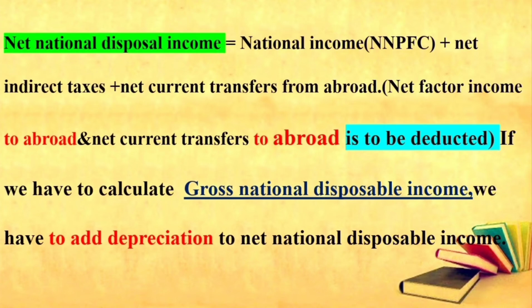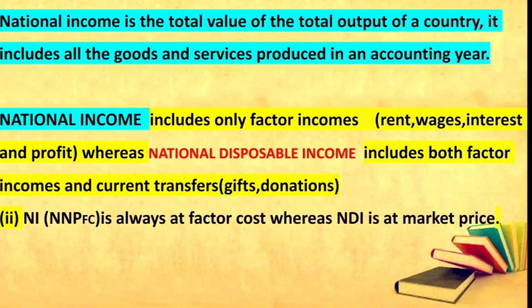In order to make it gross, gross national disposable income, we have to add depreciation, because we know that net plus depreciation is equal to gross. Gross minus depreciation is equal to net. National disposable income can also be calculated as national consumption expenditure plus national saving, or simply we say consumption plus saving, the income with the government to consume and save.